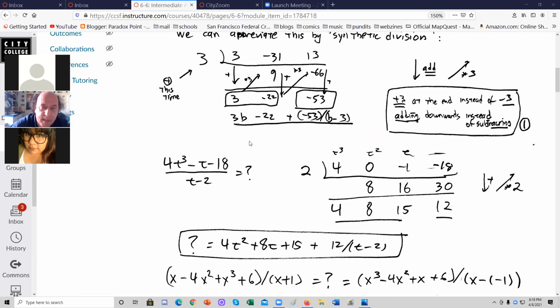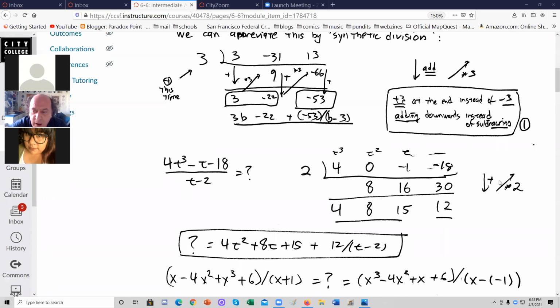So it's much the same process, except there's this reversal of sign here, and instead of subtracting, we add, and it gets the same results. Let's try this: 4t cubed minus t minus 18 over t minus 2. Now, 4t cubed, 0t squared, we need a 0 as a placeholder, minus 1 for minus 1t, and it's minus 18. Since we're dividing by t minus 2, we'll put a plus 2 out here. At each step we'll do a zigzag.